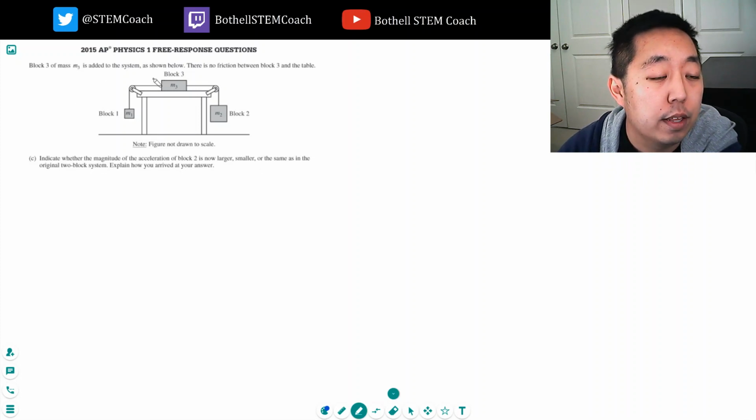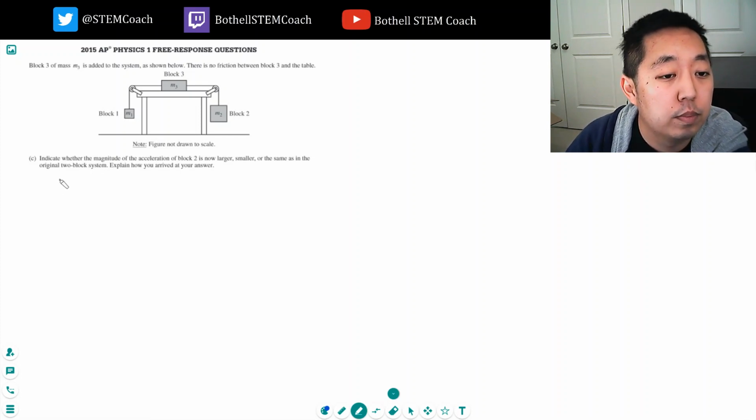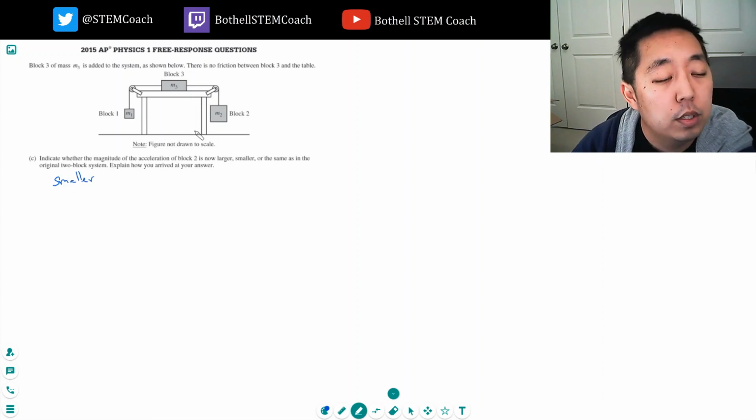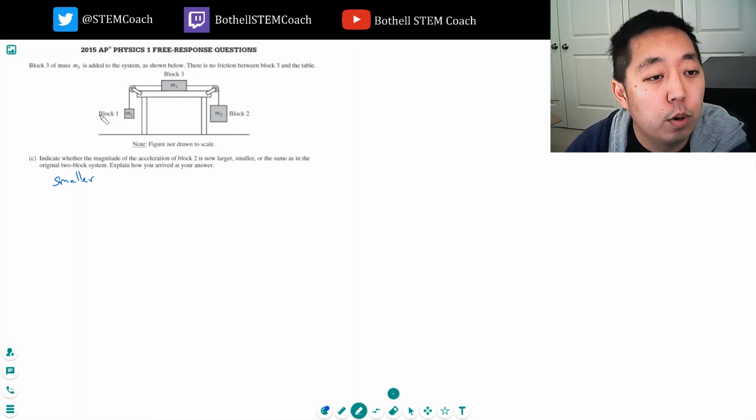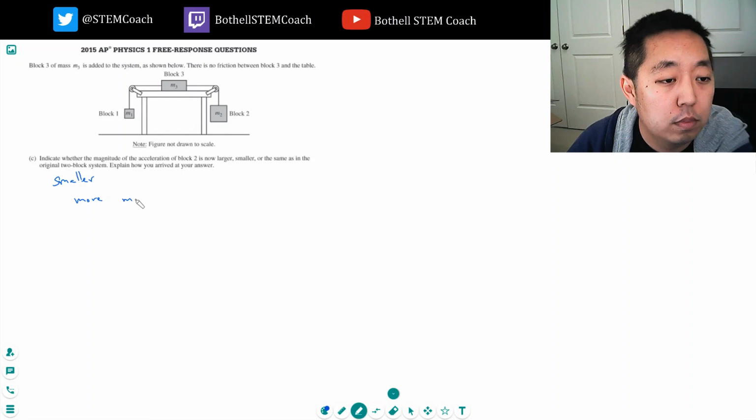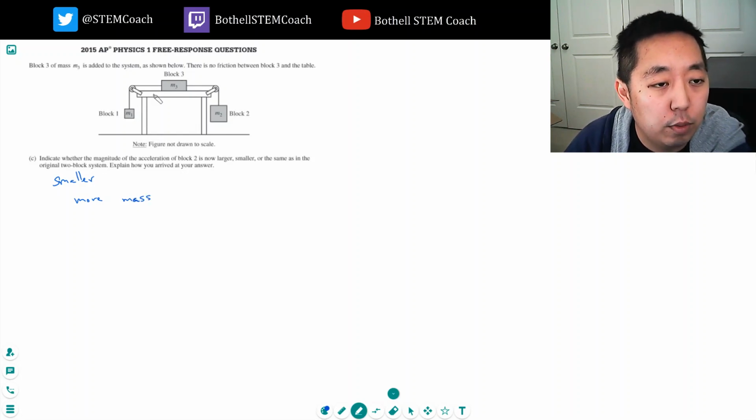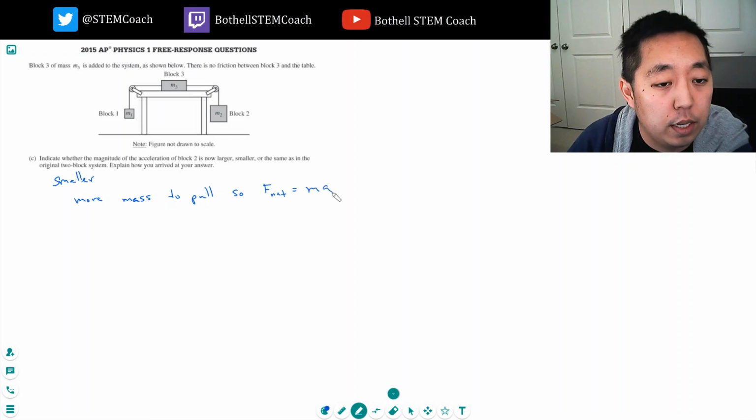A block of mass M3 is added to the system shown below. There's no friction between block 3 and the table. Indicate whether the magnitude of the acceleration of block 2 is now larger, smaller, or the same as in the original two-block system. Smaller. The reason it's smaller is because there's more mass to pull. I could do an equation, but intuitively, what if this were giant? Of course it's going to be slow. More mass to pull. F net equals MA. F net is the same while there's more mass to pull, so A will decrease.